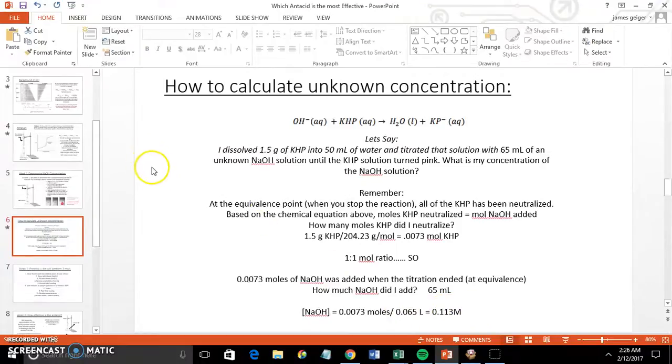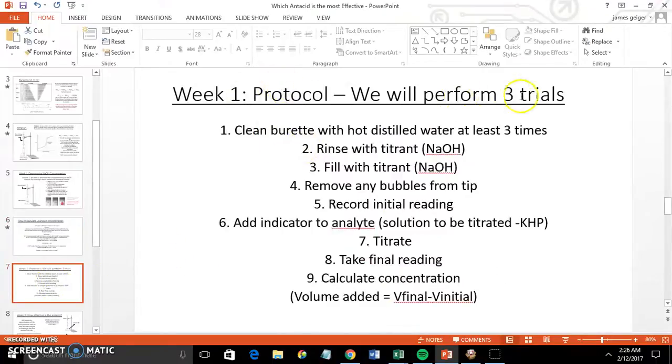The math isn't super hard, but there's a good example. That's pretty much exactly what we're doing. These are not the numbers that we're going to be using, of course, but that's an example of how we do it. So week 1 protocol. We're going to be performing 3 trials. You're going to want to clean your burette with really hot water at least 3 times. I'll explain what this is about later.